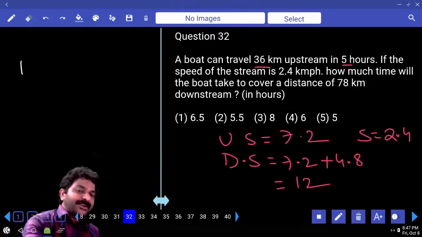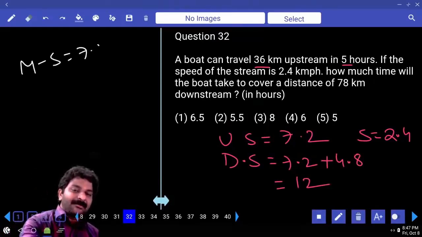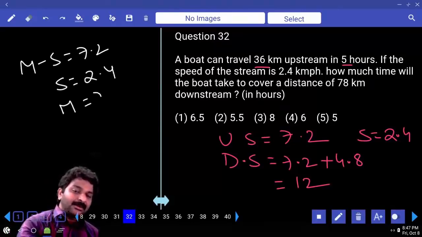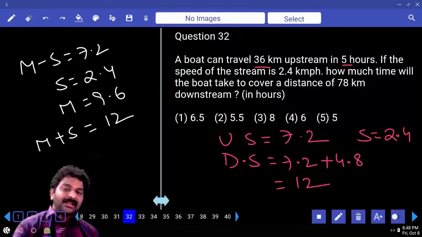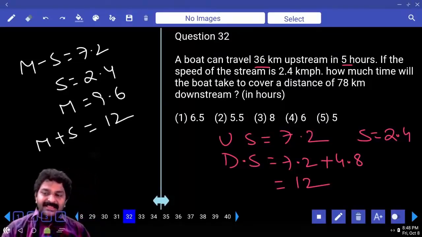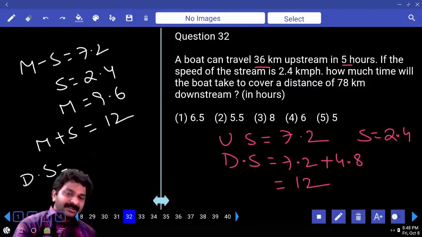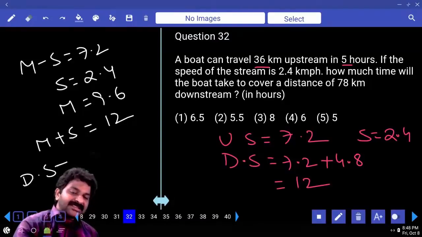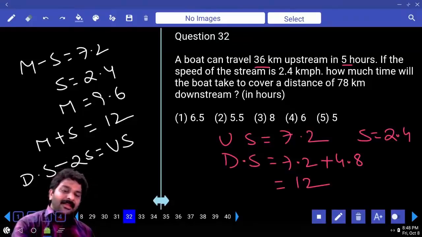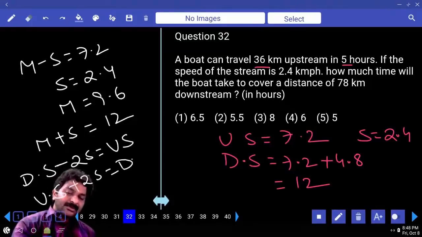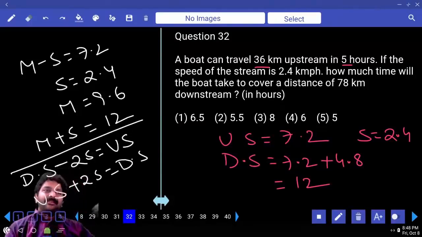Otherwise, upstream M minus S is equal to 7.2. S is equal to 2.4. Then M is equal to 9.6. M plus S is equal to 12. This is what is required. Otherwise, if you know downstream and want to get upstream value, from downstream subtract 2S, you will get upstream directly. If you know upstream, add 2S, you will get downstream. If you remember this, you can save your number of steps.